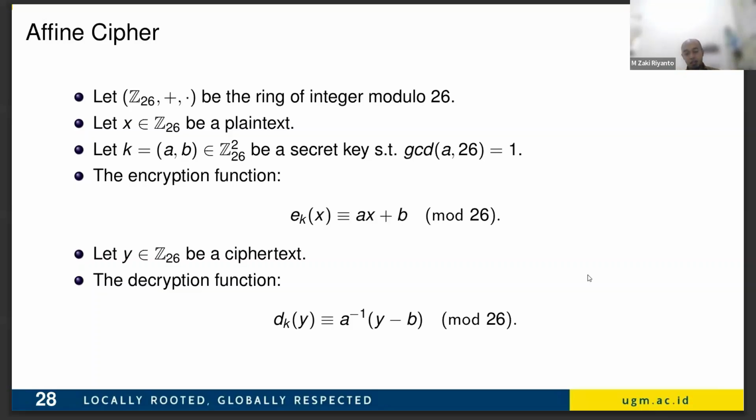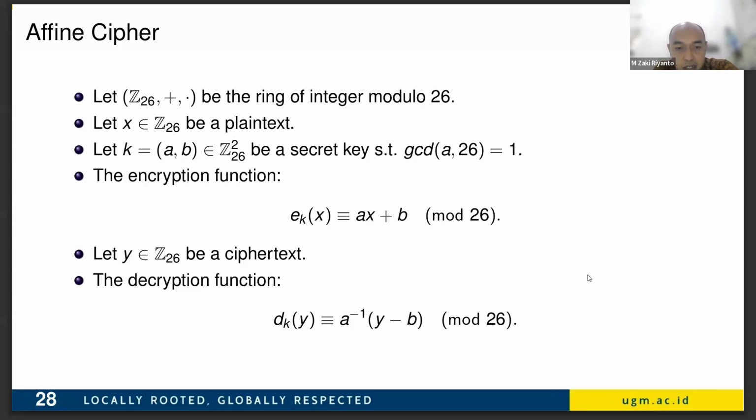Okay, and I'll introduce the affine cipher. In the affine cipher, we use two operations here. We use the affine function ax plus b. So we use Z26 as a ring, so we use addition and multiplication modulo 26.